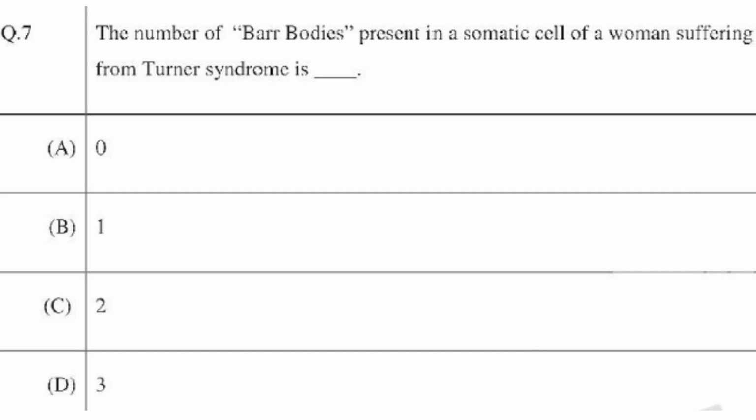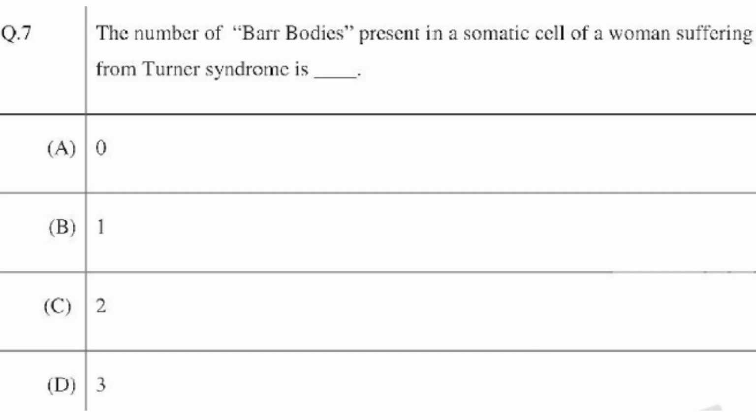Then next one. The number of Barr bodies present in a somatic cell of a woman suffering from Turner syndrome is. So Turner syndrome is 45,X0. So only one X chromosome is there. So normally if a Barr body has to be formed, then there should be two X chromosomes in the female. And one of the X chromosomes out of the two will become inactivated and result in a Barr body. Whereas in Turner syndrome, there is only one X chromosome. There is no second X chromosome.